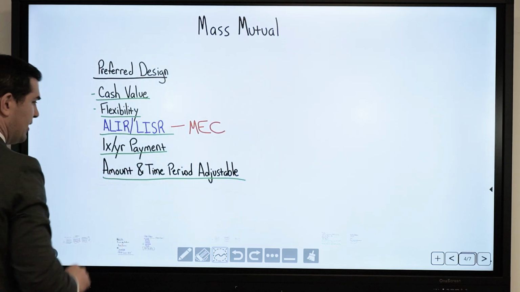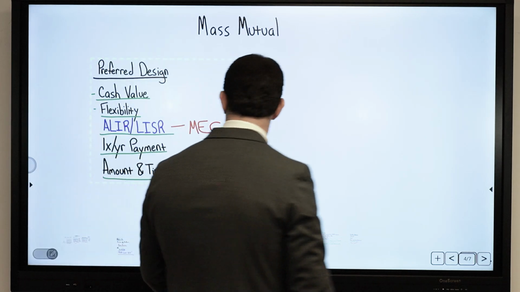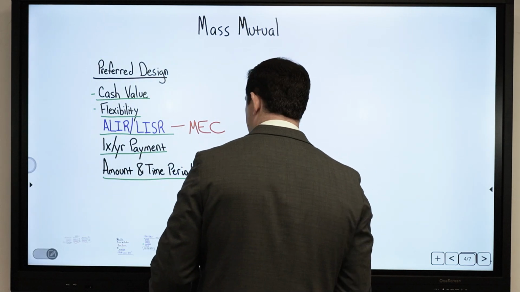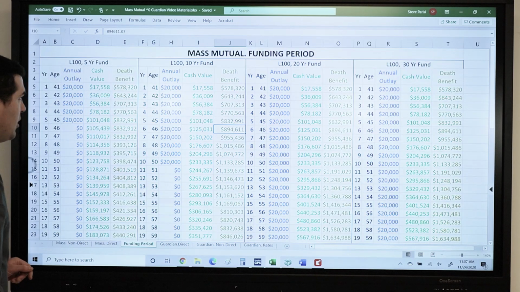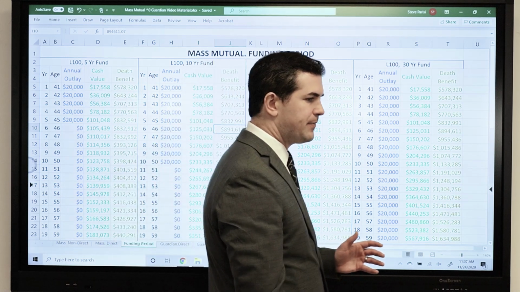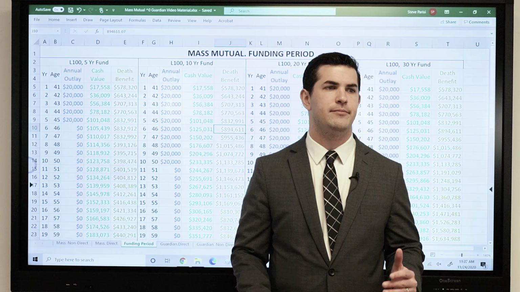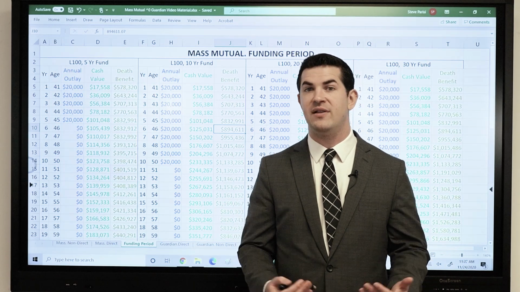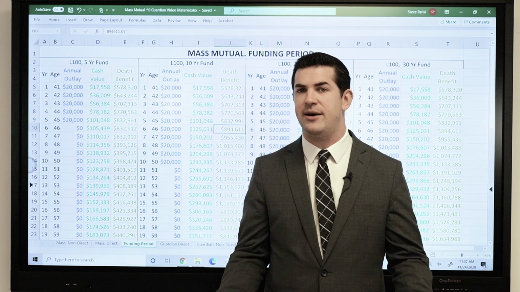Amount and time period adjustable. In fact, let's touch on this real quick. We're going to look at another example here, because this is valuable information. Is when we start a life insurance policy, if I have a desire to pay into it for 30 years, but life happens and I can only fund it for 5 years, will that mess things up?